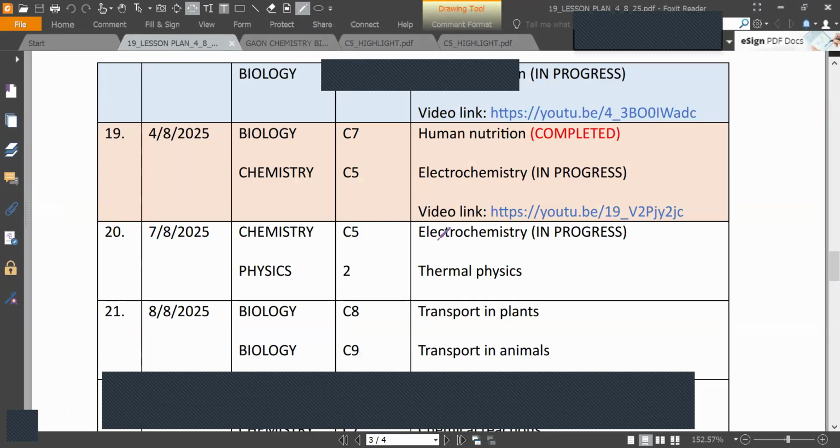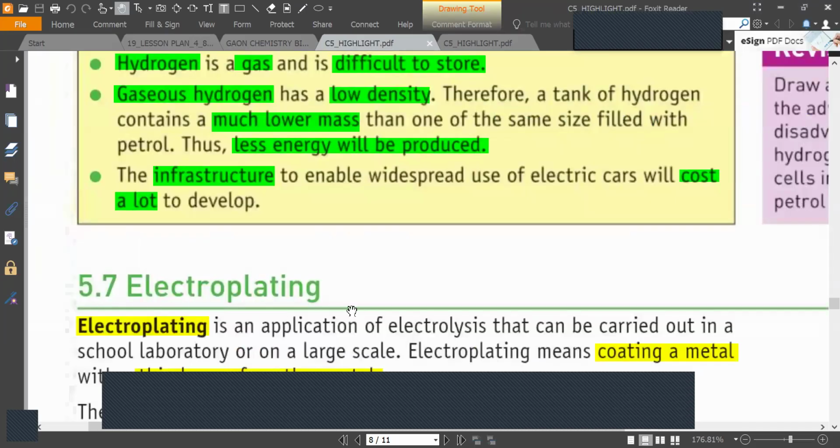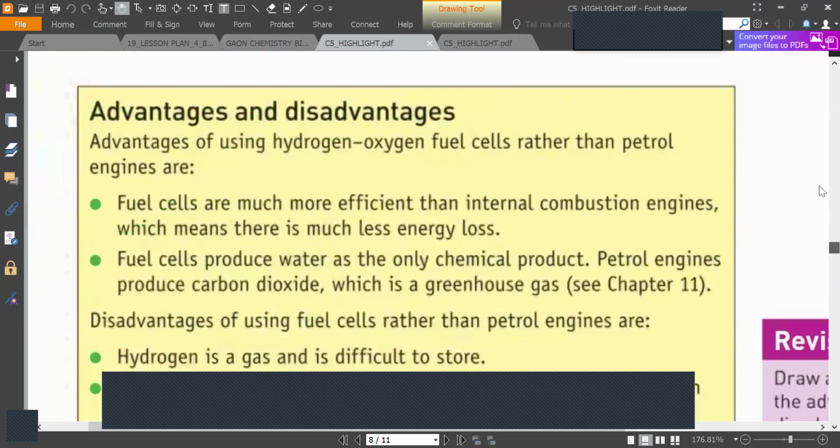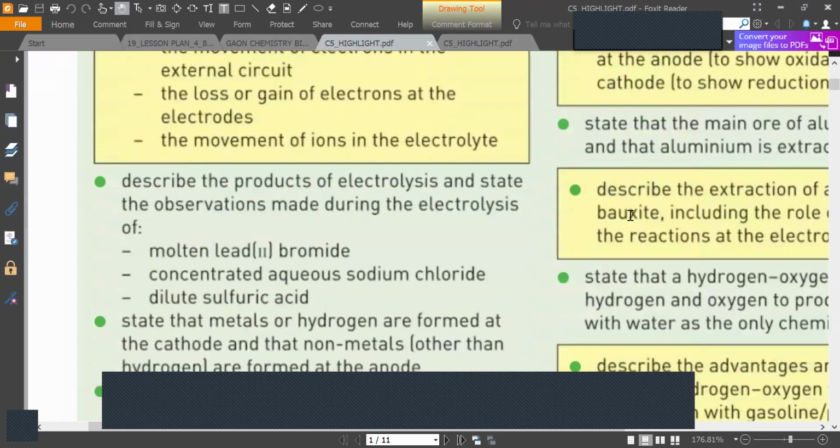Okay. Yeah, so we are back to the topic of electrochemistry. We were up to 5.7 last time. So before we keep going, let me just have a quick review of what we learned last time.